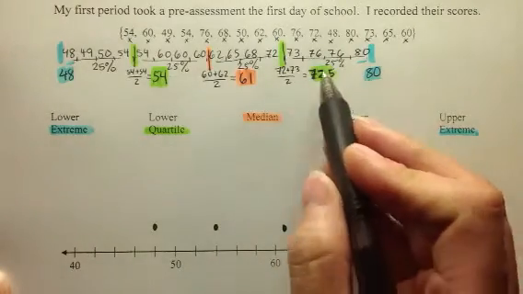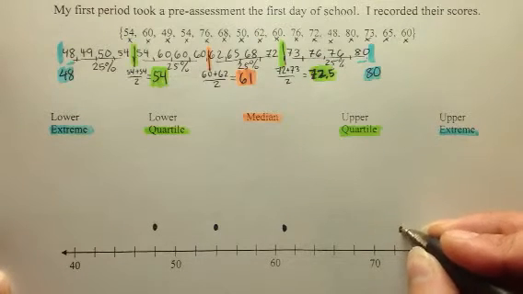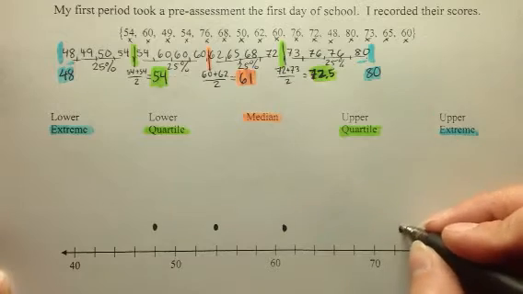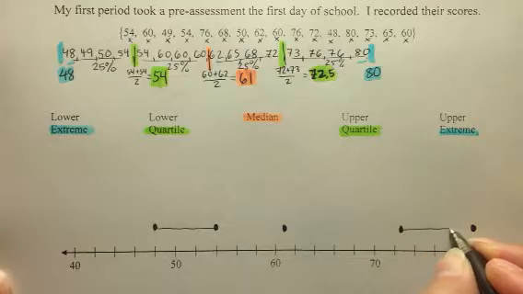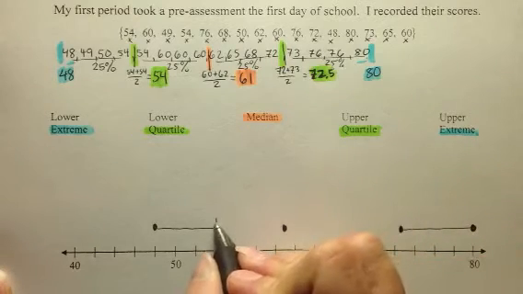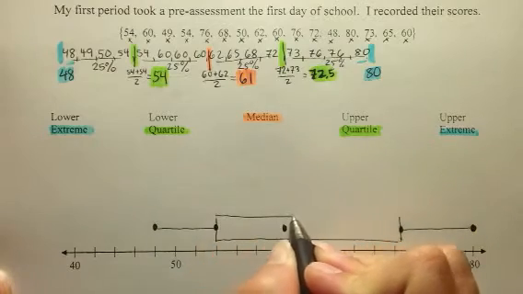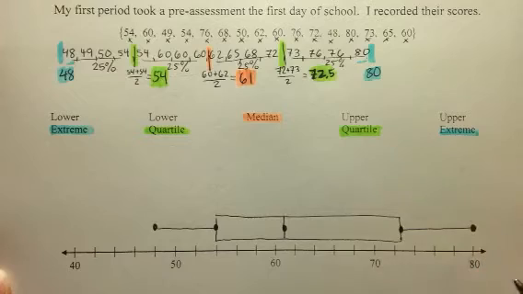My upper quartile was 72.5, so just a little bit past 72. And then my upper extreme was 80. And now what I'm going to do with these 5 points is draw my whiskers on the outside, connect the whiskers with my box, and draw a line at the median.